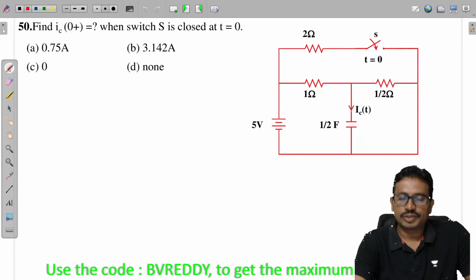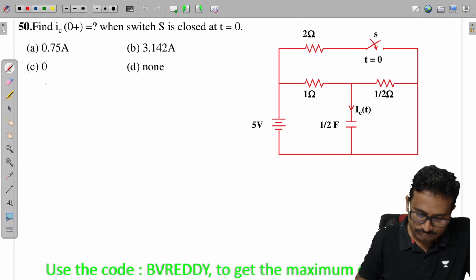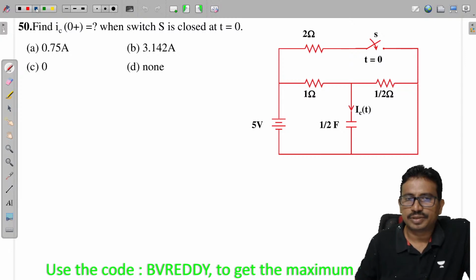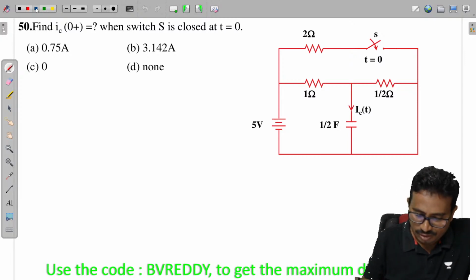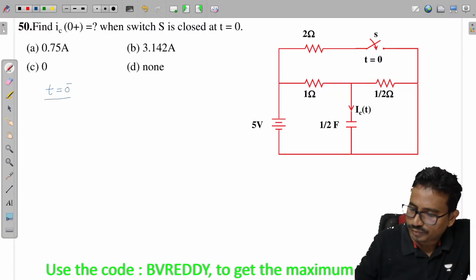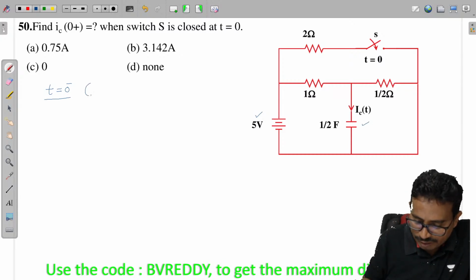Find Vc of 0 plus when the switch is closed at t is equal to 0. Now what they're saying is at t is equal to 0, the switch has been closed. Now let's talk about the t is equal to 0 minus scenario. At t is equal to 0 minus, the switch is open. When the switch is open, supply connection is there for my capacitor. So my capacitor will reach steady state.